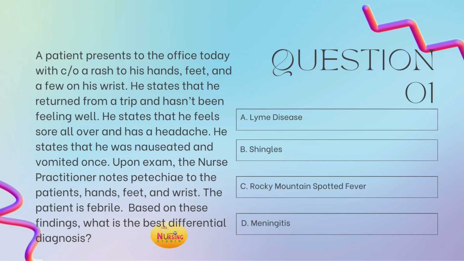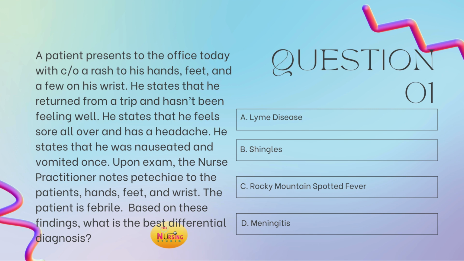Question number one states a patient presents to the office today with complaints of a rash to his hands, feet, and a few on his wrist. He states that he returned from a trip and hasn't been feeling well. He states that he feels sore all over and has a headache. He was nauseated and vomited once. Upon exam, the nurse practitioner notes petechiae to the patient's hands, feet, and wrist. The patient is febrile. Based on these findings, what is the best differential diagnosis?